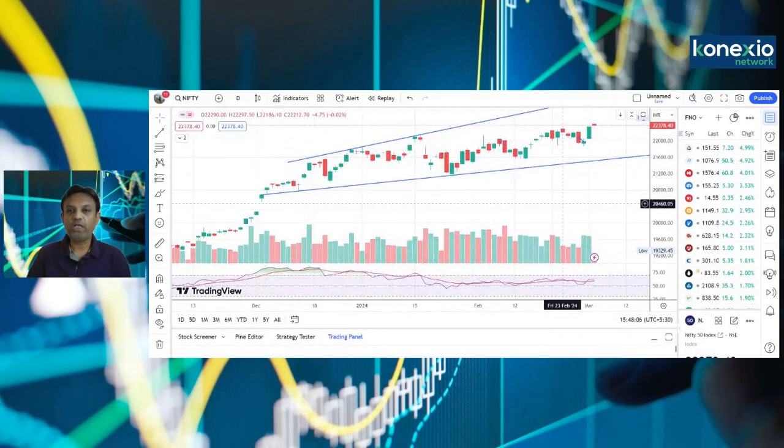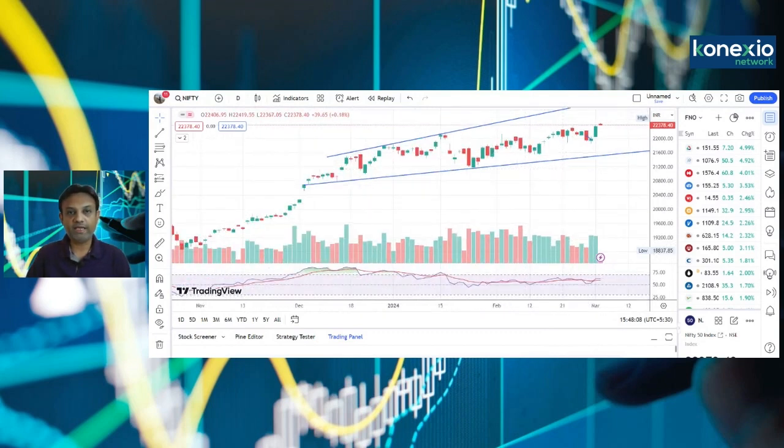So purely on a technical basis, any dips should be used as a buying opportunity, which should be the strategy for the next week. And one more thing, next week is a truncated week. Friday we are having a trading holiday, so we are having trading from Monday to Thursday only. In a truncated week, we might see volatility coming into the picture, but the overall momentum seems to be positive. As I said, any dips should be used as a buying opportunity.